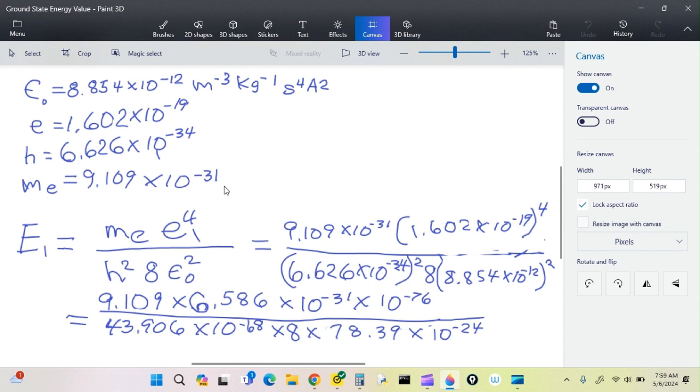Anyway, let's start plugging in values. Here's the mass of an electron. This value comes over here, and the charge on an electron is this 1.602. This comes over here, and that's raised to the fourth power. Down here, the Planck's constant, 6.626 times 10 to the minus 34. And then the 8 is just in there. Here's the permittivity of free space, which happens to get squared. And then here's all these numbers multiplied together.